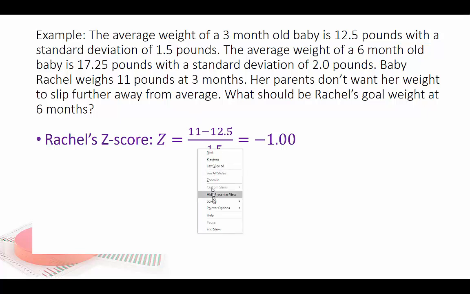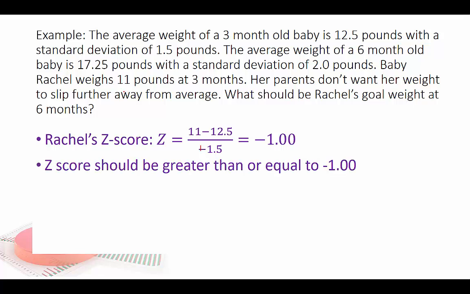That should actually be a positive. I don't know why that shows a negative. Probably a typo there. Anyways, you're going to get negative 1.5 over the positive 1.5, and your z-score is negative 1. So that means at 6 months, they want her z-score to be greater than or equal to negative 1.